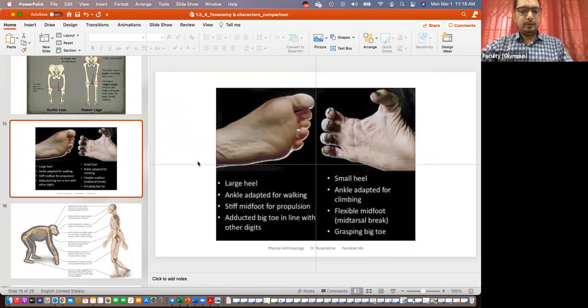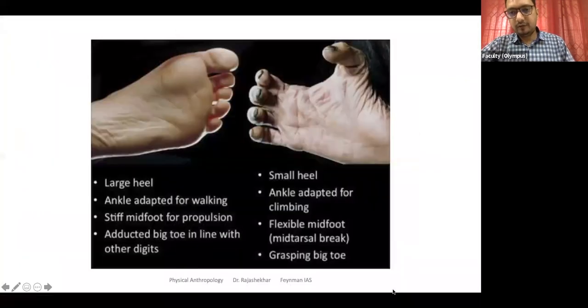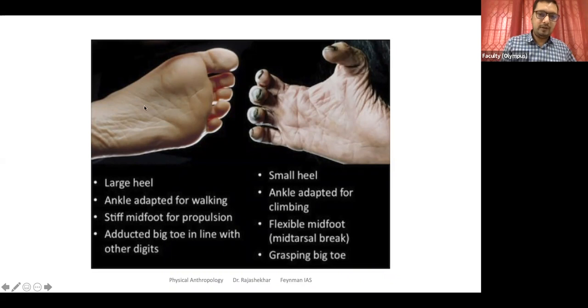Okay, the last part that we're going to talk about: how are our feet designed? I was telling you briefly that we don't have an opposable toe, but look at them, they have an opposable toe. So their feet look more or less like hands. There are some differences that you see between the apes' feet and our feet. We have a large heel, whereas they have a smaller heel. I don't know if the heel can be seen here, but we have a relatively larger heel. They have a small heel.